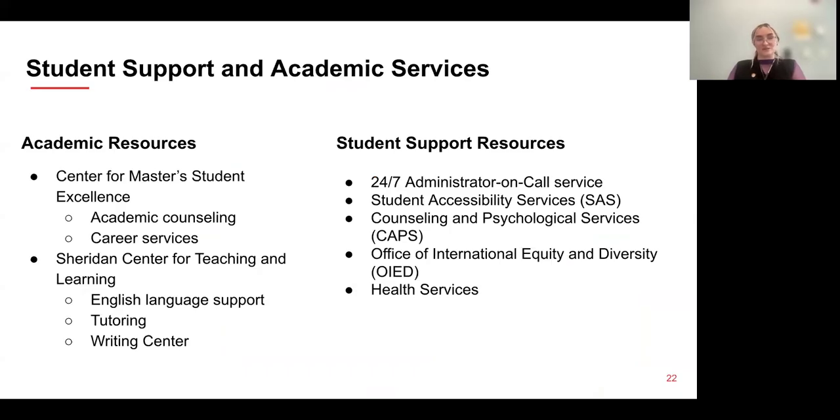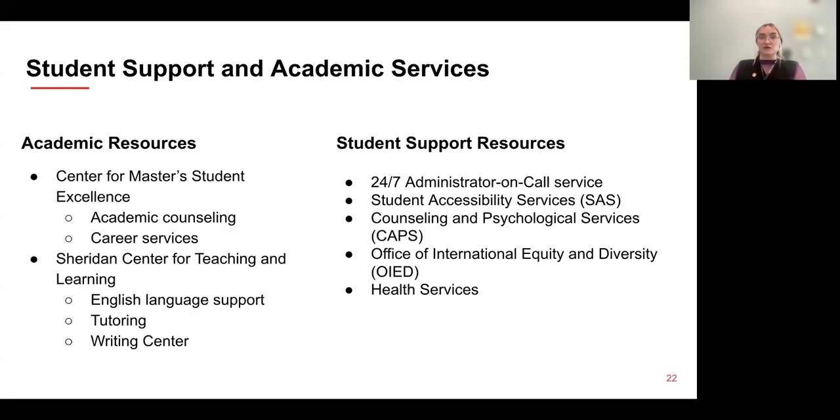So student support and academic services. Again, we want to be sure that we are supporting you on your journey of obtaining your master's degree at Brown. So starting with the Center for Master Student Excellence, that is located within the Division of Masters and Professional Programs in the Jewelry District. That's also where my office is. They are great at academic counseling as well as career services, and I will go into them a little bit more in depth on a later slide.